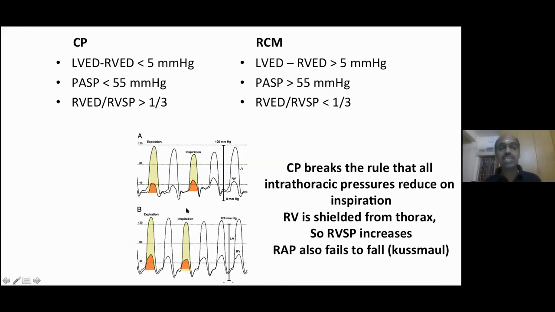So this results in RV pressure going higher at the cost of LV pressure going lower. So the systolic pressure ratio between the RV and LV markedly reduces in inspiration and widens during expiration. So this is the explanation for the systolic area ratio between the two.